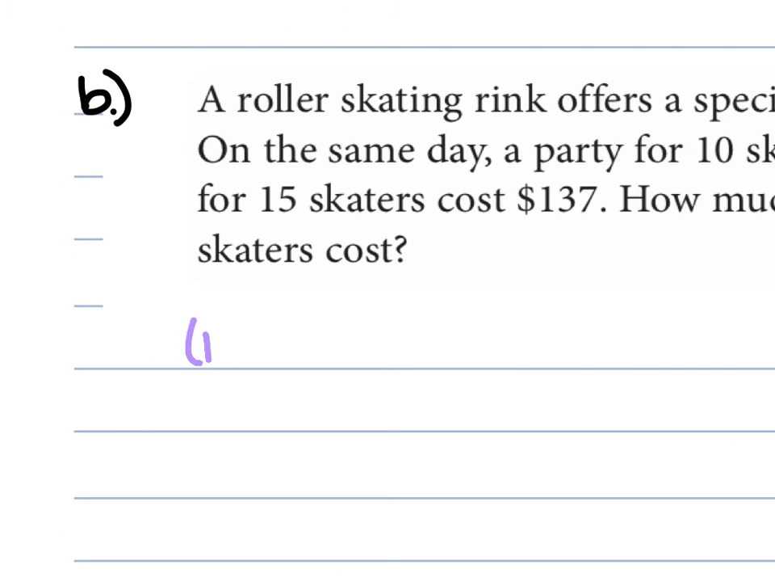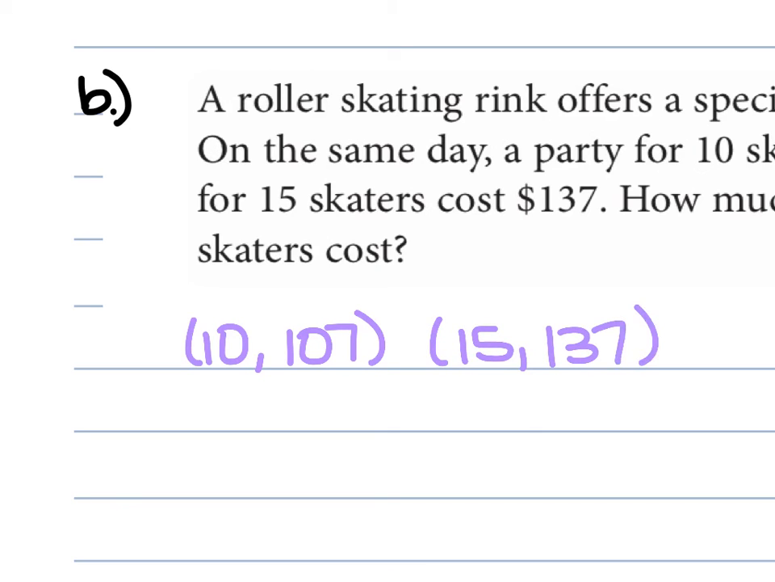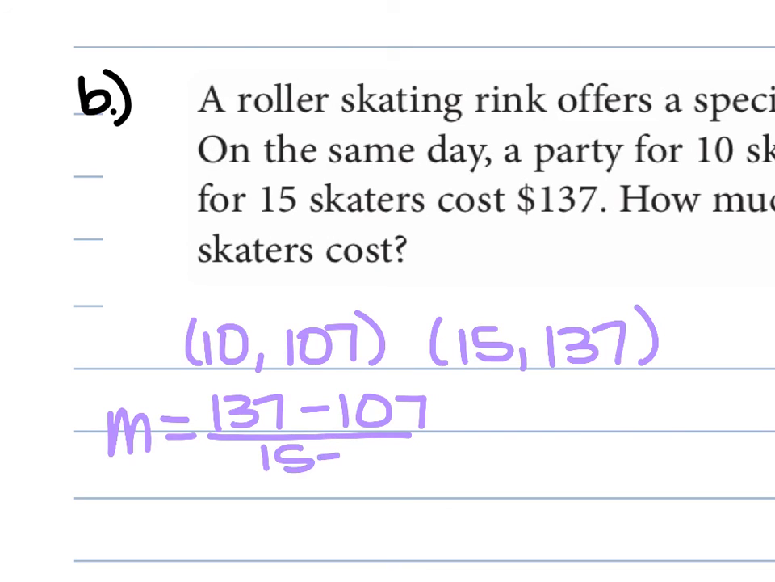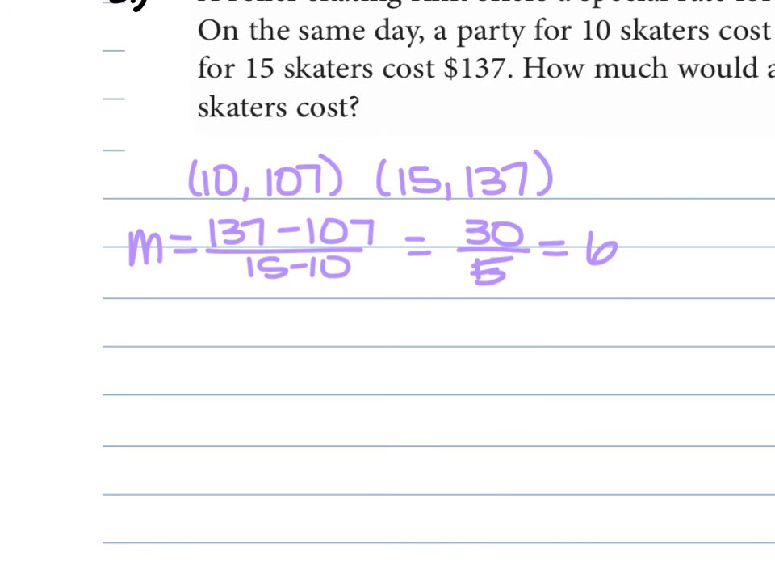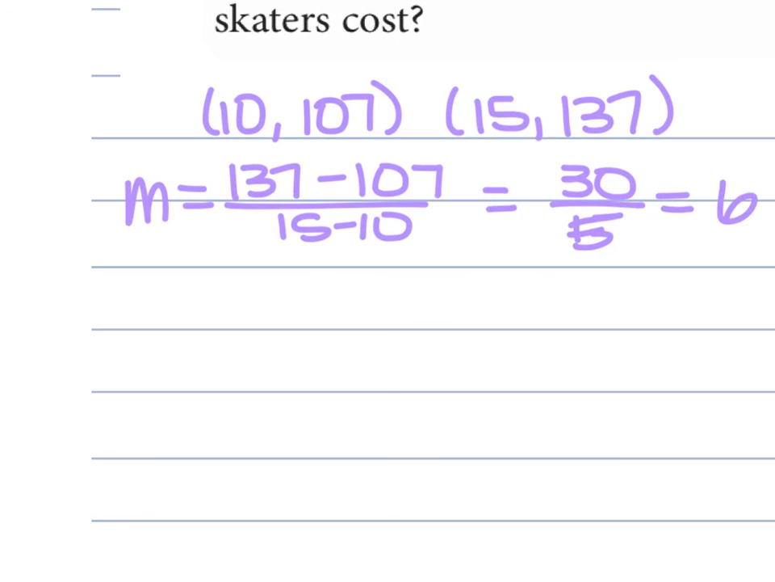So we are first going to find our slope using these 2 points. Our slope is going to be 137 minus 107 over 15 minus 10. 137 minus 107 is 30 over 5, which is going to be 6. So our slope is 6 here. We're going to plug this into our formula with one of these points. I'm going to use the (10, 107). So it's going to be y minus 107 is equal to 6 times x minus 10.